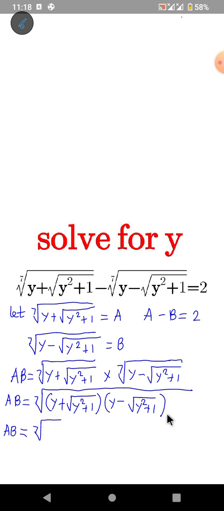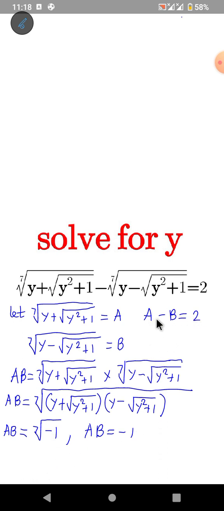Now I'm going to expand this. Upon expansion, since it is a difference of two squares, I got minus 1. So therefore we can say that ab is equal to the seventh root of minus 1, which is minus 1. So ab is minus 1. We have already gotten a minus b as 2.